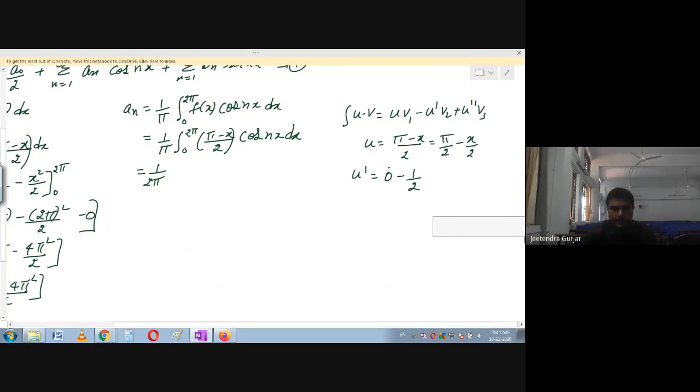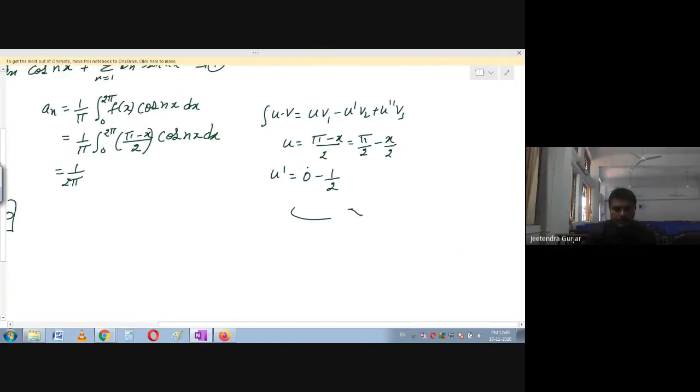Same way, if you take the value for v, we can further simplify, you are going to get u dash equal to minus 1 upon 2, and u double dash will be 0. Similarly, we will go for v. I have taken v is equal to cos nx. Is it clear? Cos nx. So when you go for v1, that is integration of cos nx, it is sin nx upon n.